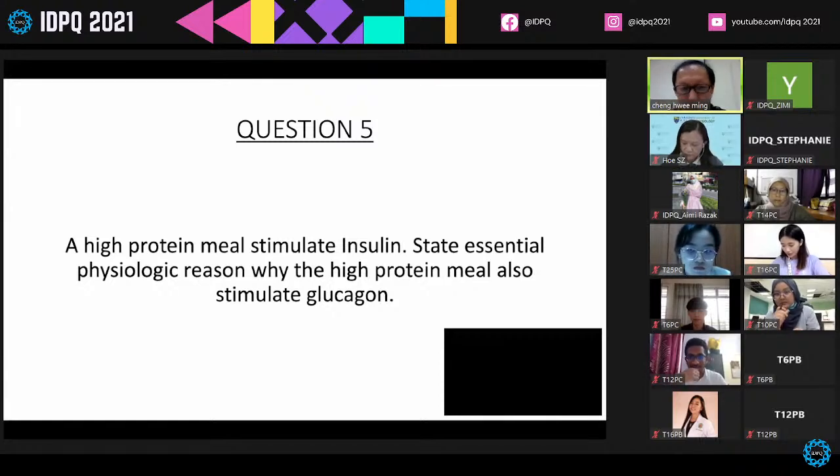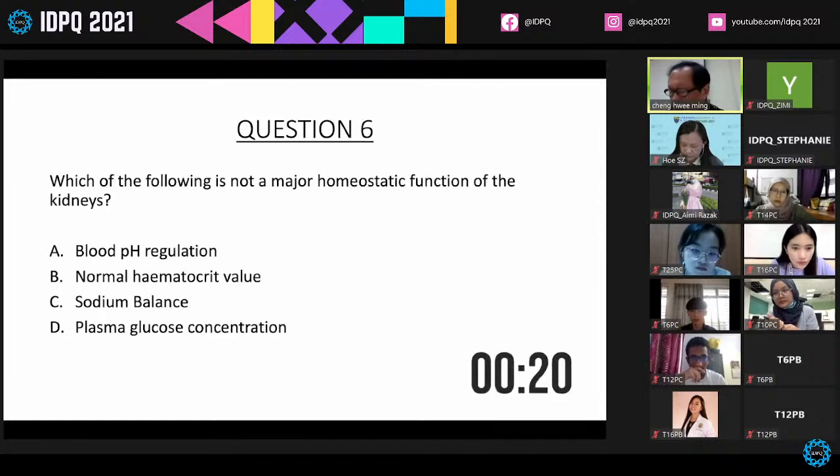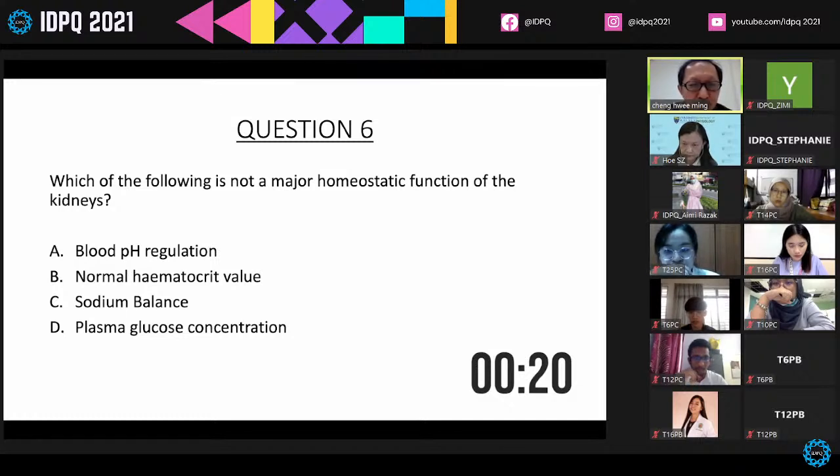So this is the sixth question of the first semi-final round. So let's read the question. Which of the following is not a major homeostatic function of the kidneys? Blood pH regulation, normal hematocrit value, sodium balance, or plasma glucose concentration. Your time starts now.